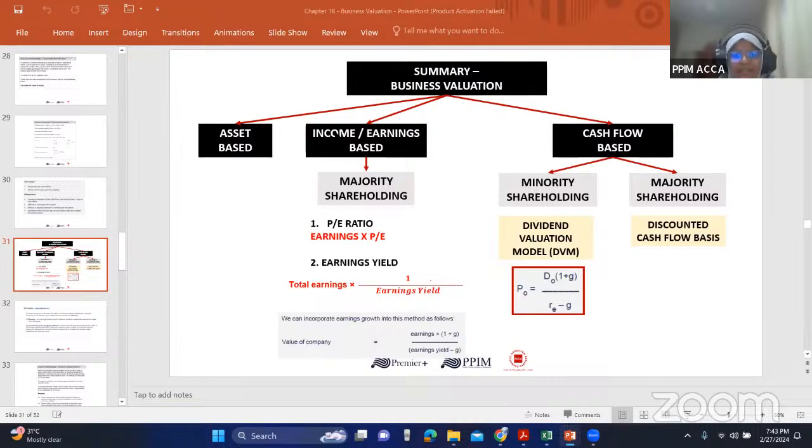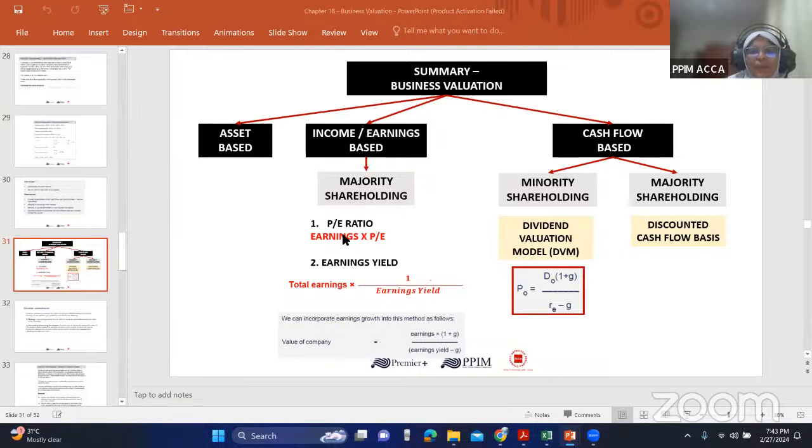Income or earnings based is usually used only if you're going to acquire a majority share in a company, able to influence the company's earnings. Because earnings is something that only majority shareholders can influence. Minority doesn't have a say.